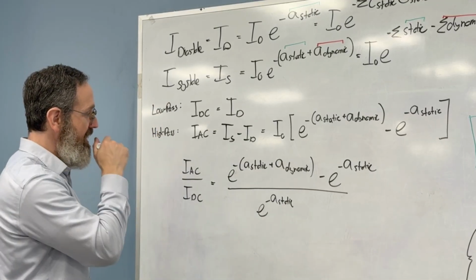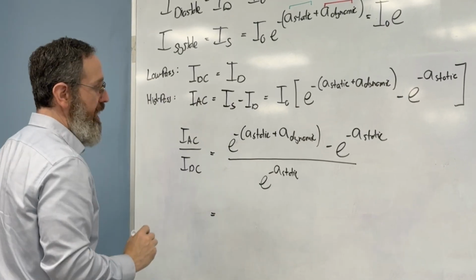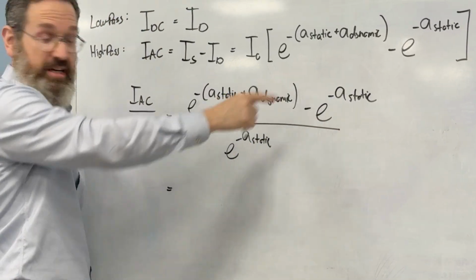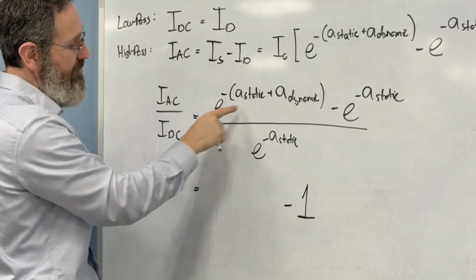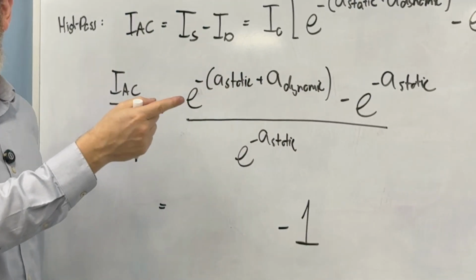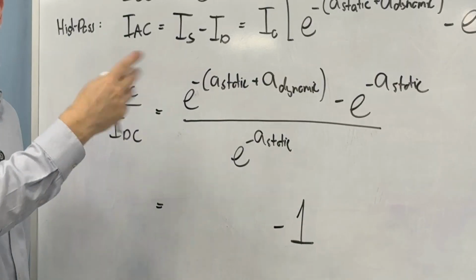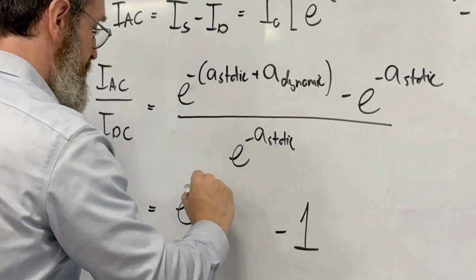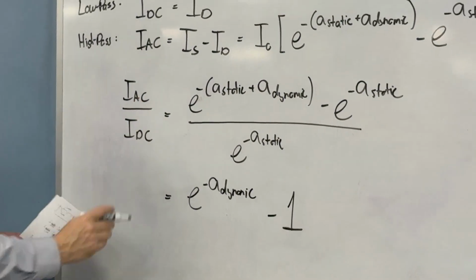Anyways, I'm deriving the stuff. And now something interesting happens where this divided by this, right, it's the same term. So that's going to give me a -1 because I'm subtracting it. Now you have the exponent and I'm dividing by the exponent, so it ends up being a subtraction, right? Like e to the a plus b divided by e to the a, we're just left with e to the b. Make sense? So here I'm going to get e to the minus a dynamic, which is IAC over IDC.